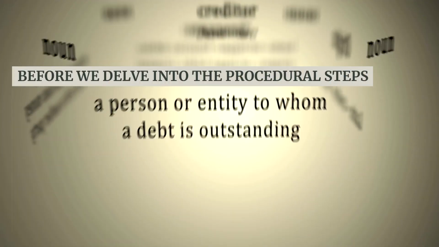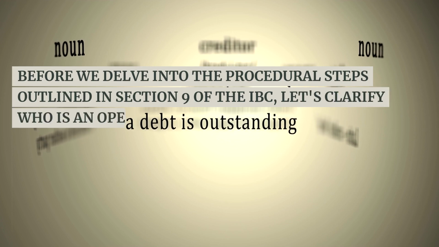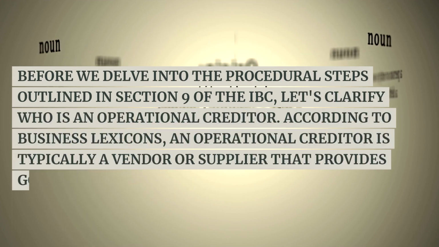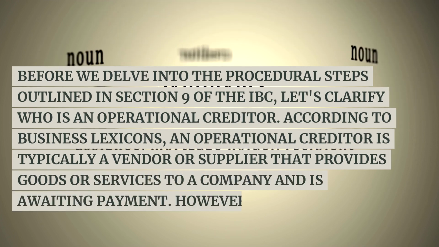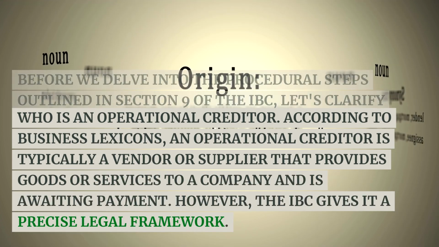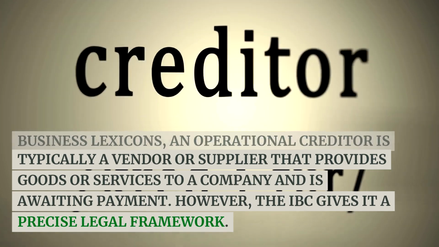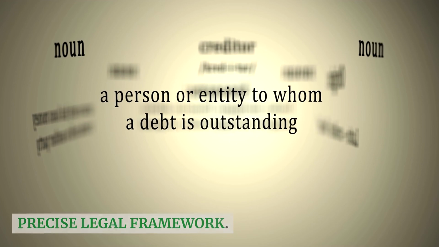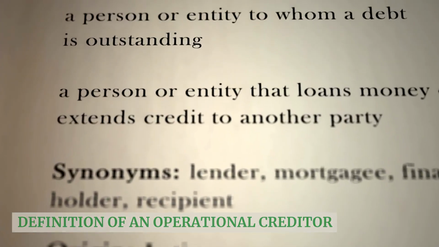Before we delve into the procedural steps outlined in Section 9 of the IBC, let's clarify who is an operational creditor. According to business lexicons, an operational creditor is typically a vendor or supplier that provides goods or services to a company and is awaiting payment. However, the IBC gives it a precise legal framework. Definition of an operational creditor.